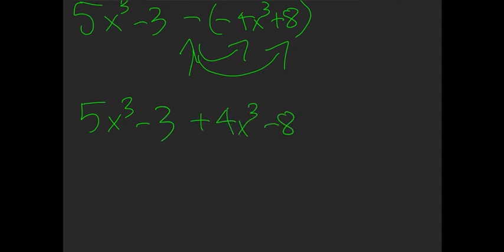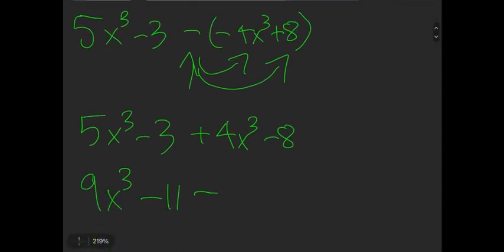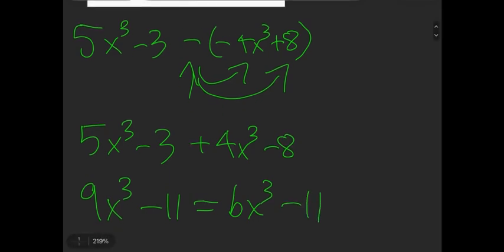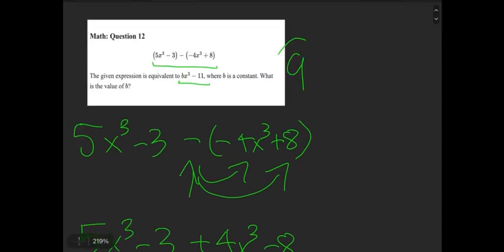Which would get us this new expression. Now, we can just combine like terms to get 9x cubed minus 11, which is equal to bx cubed minus 11. Now, by comparison, we see that b is equal to 9. Therefore, the answer is 9.